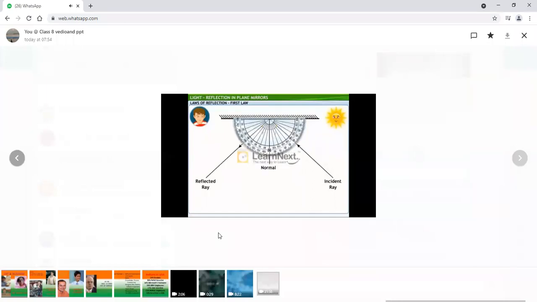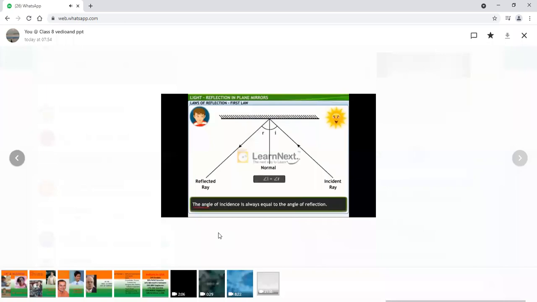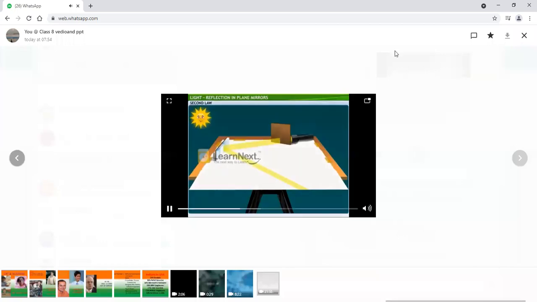Which one seems bigger? Neither. Both angles seem to measure the same. Correct. That's because the angle of incidence is always equal to the angle of reflection. Now let's look at the second law, which states the incident ray, the normal at the point of incidence, and the reflected ray lie in the same plane.